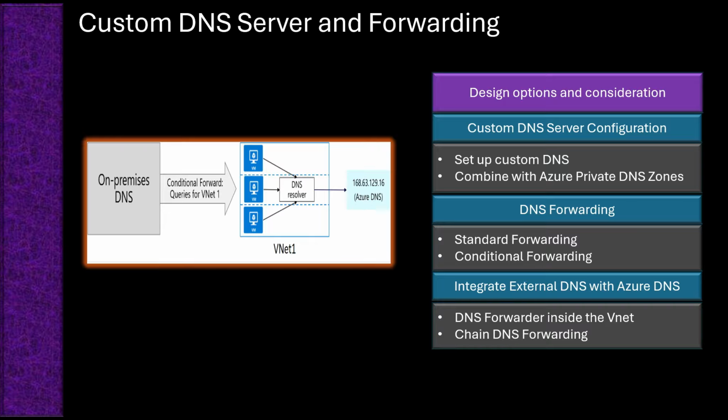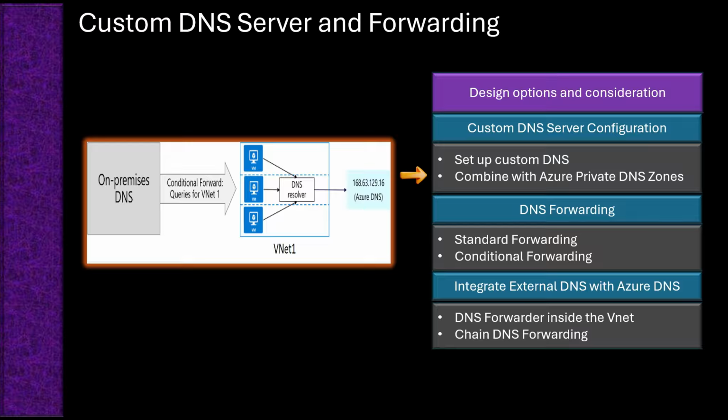This external DNS server could be any DNS solution you use, like BIND on Linux or Active Directory DNS. How do you set up the custom DNS? You configure the VNet with the IP address of your custom DNS server. Azure provides you that capability to do the customization. This tells Azure to use the specified DNS servers for name resolution rather than Azure's default DNS.